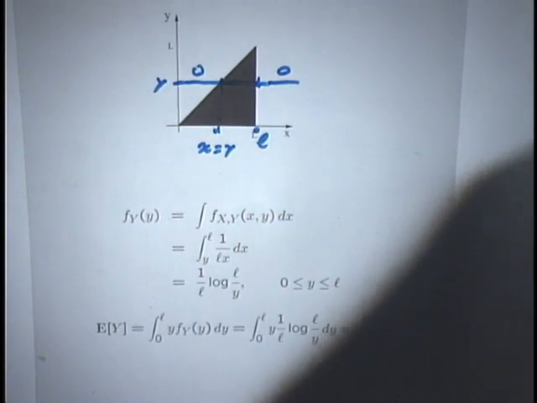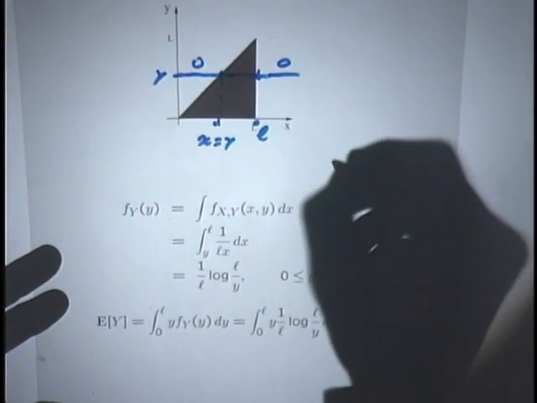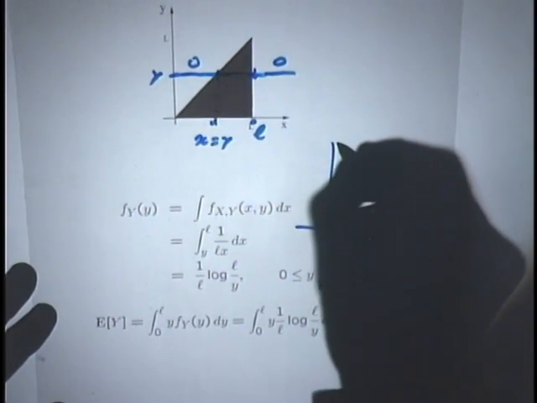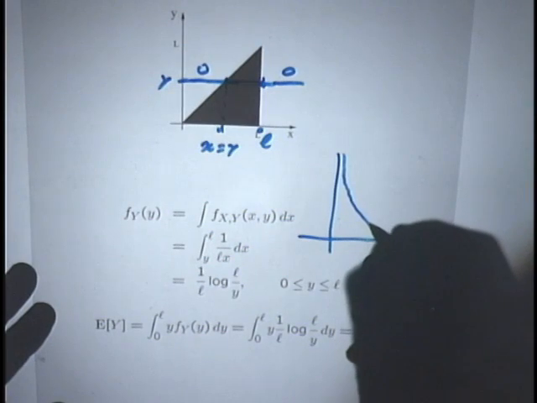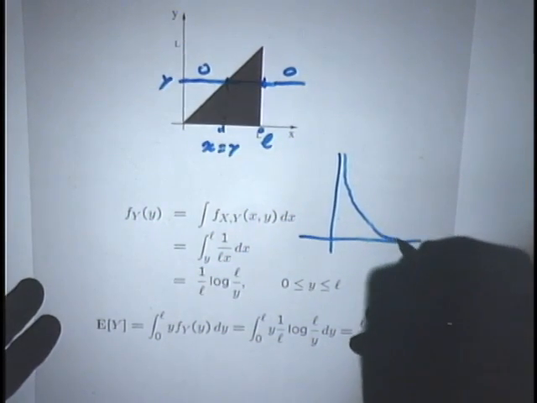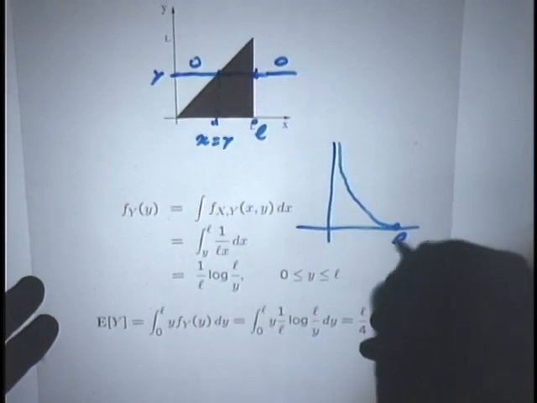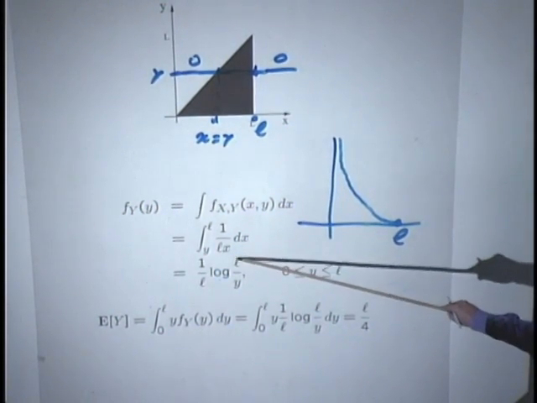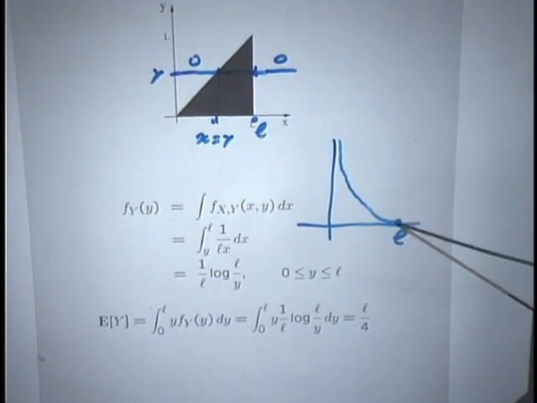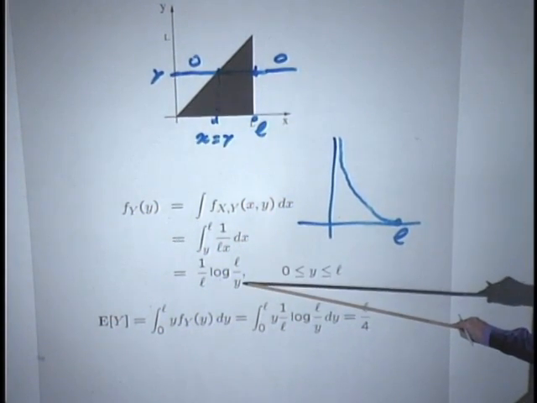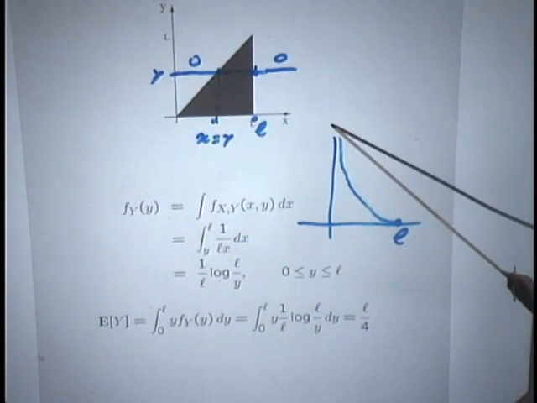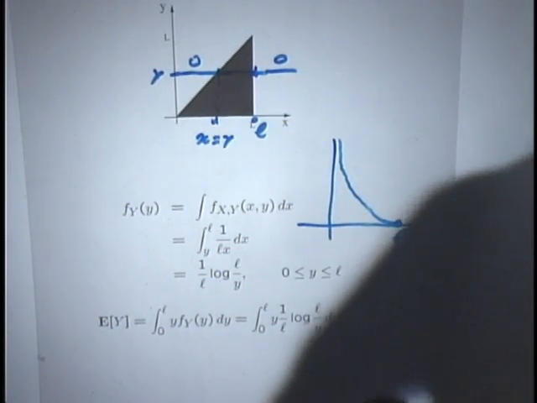So the density of y has a somewhat unexpected shape. It's a logarithmic function and it goes this way. It's for y going all the way to L. When y is equal to L, the logarithm of 1 is equal to 0. But when y approaches 0, logarithm of something big blows up, and we get a shape of this form.